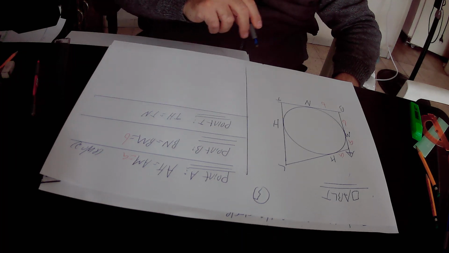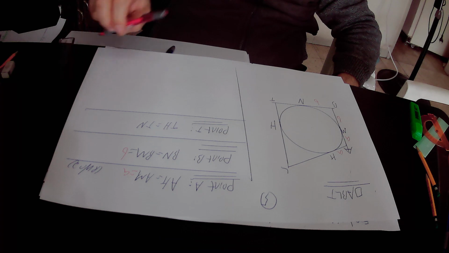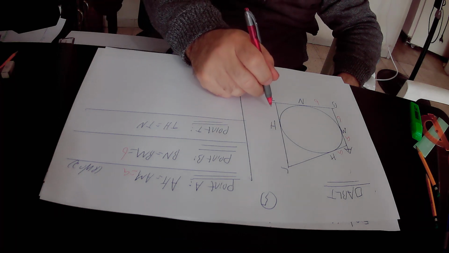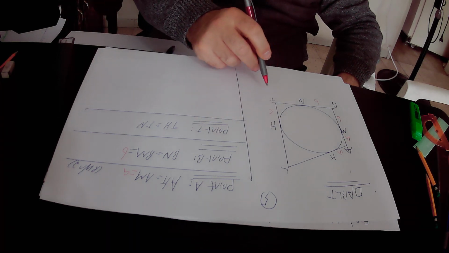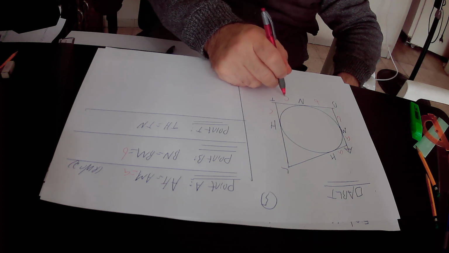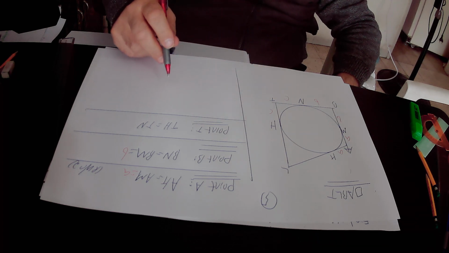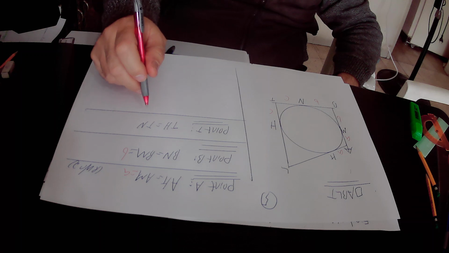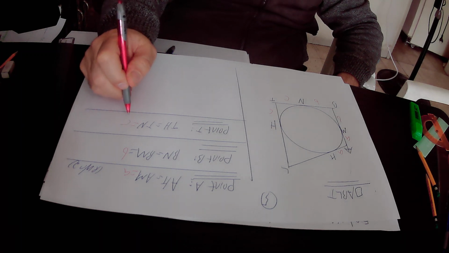So if we define the length of tangent TH as C, then the length of tangent TN must also be equal to C because they are equal to each other. So in conclusion, we found out that TH equals TN equals C.